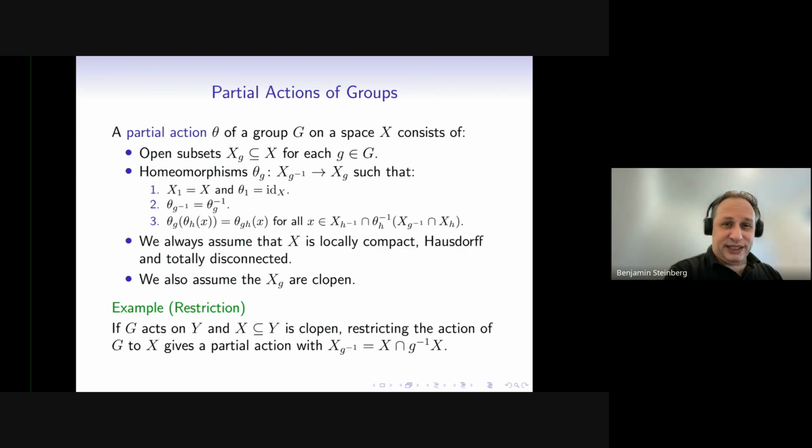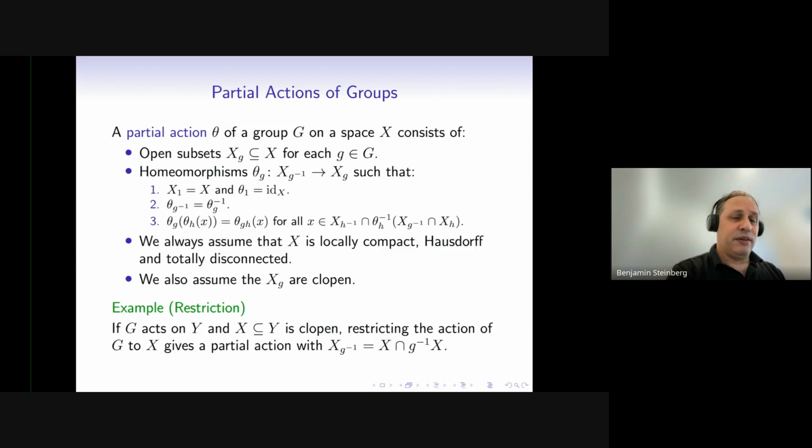So a typical example, maybe the motivating example, is if your group G acts on a space Y and X is clopen, you can restrict the action of G to X. And in this case, the domain of G will be those things in X which, when you hit them with G, stay in X. So X intersection G inverse of X. And I think that's probably the motivation for using X_G inverse in this notation. At least I assume. I mean, Hui's the one who introduced it, so he would know better, but that's my guess as to what the meaning originally was.